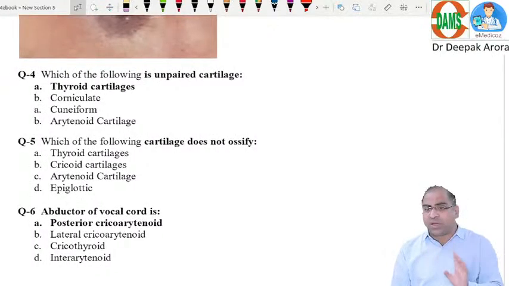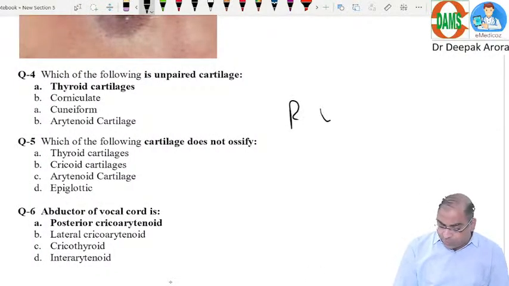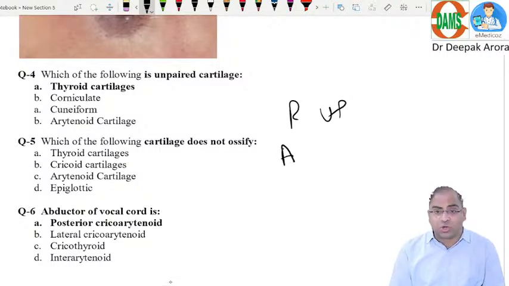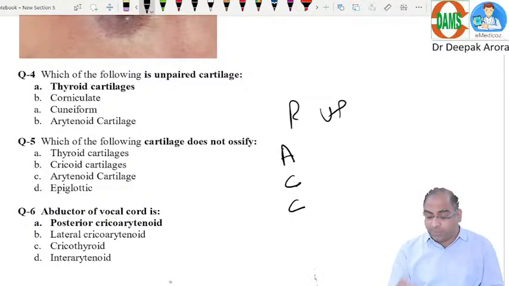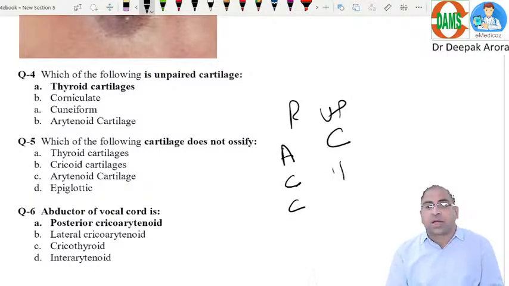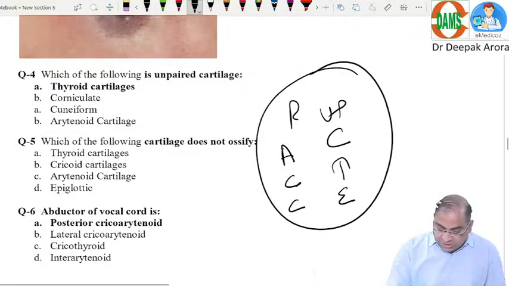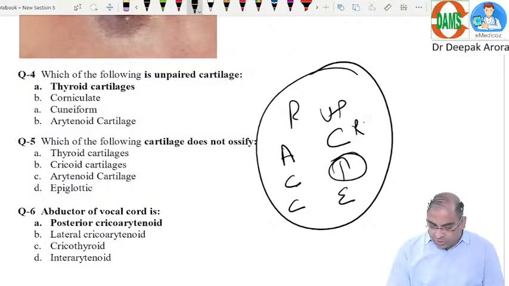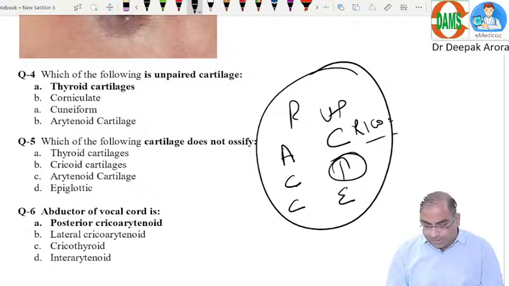In ENT, they will not be asking questions on paired and unpaired. Just remember, paired cartilages. Which are the paired cartilages? Arytenoid, cuneiform, corniculate. Which are the unpaired? That is your cricoid, thyroid, epiglottis. This is the first important point. Which is the largest cartilage? It is your thyroid. Which is the complete ring-like cartilage? It is your cricoid. Just remember this point. Clear?